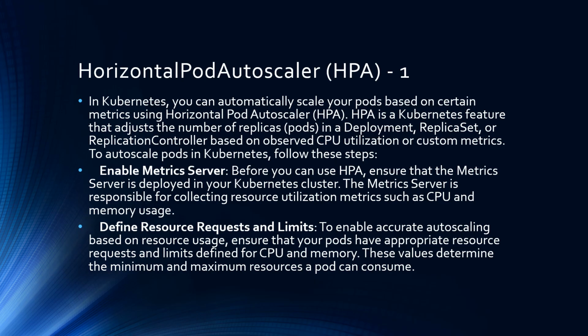A common successful pattern is starting with CPU-based autoscaling and then gradually incorporating custom metrics as you better understand your application's scaling characteristics. This allows you to build confidence in your autoscaling configuration before making it more sophisticated.